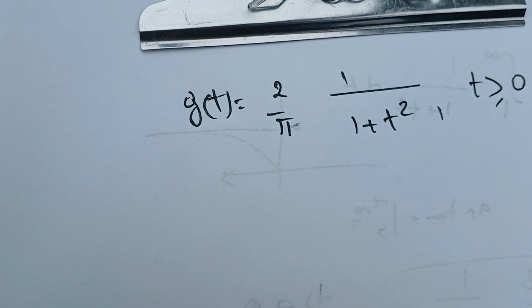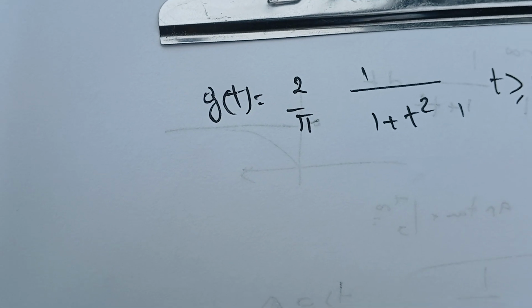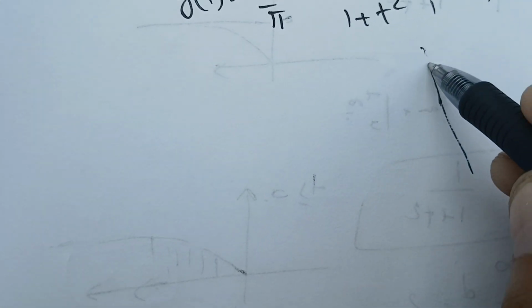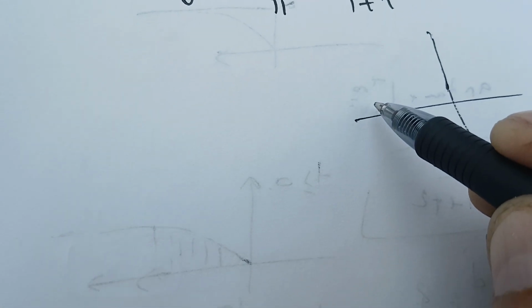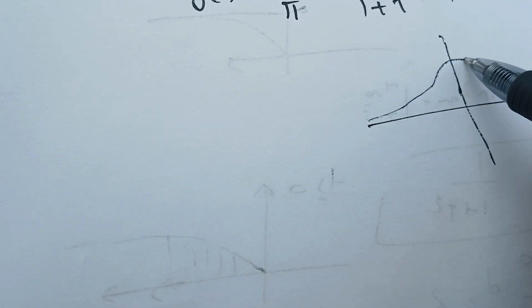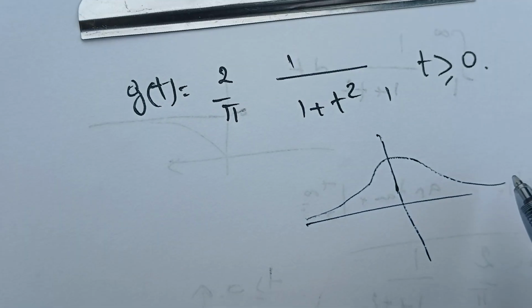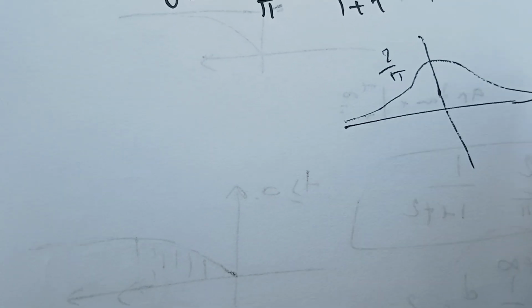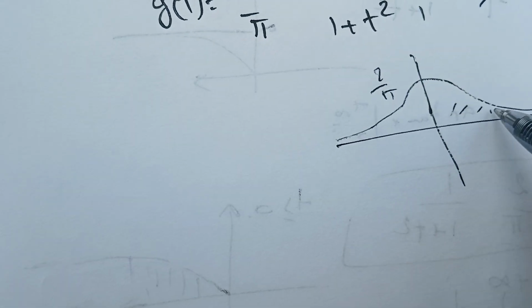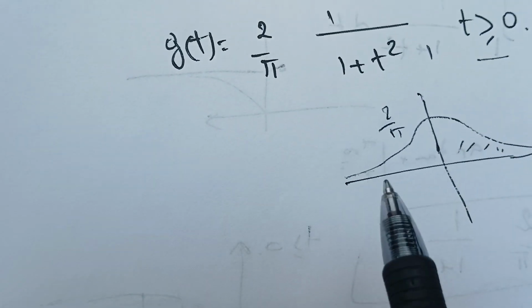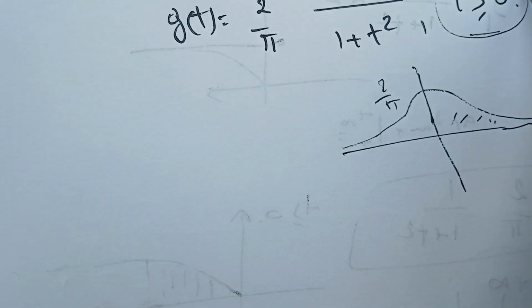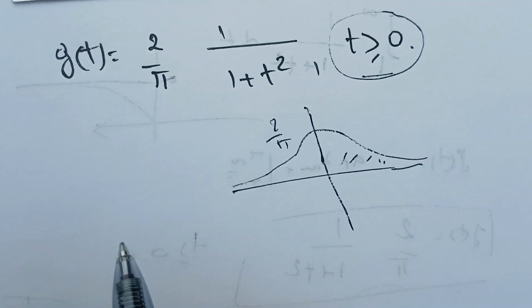So this function can be graphed in the following manner. I'll do it for both the positive and negative values. Okay, when t is 0, we have 2 over pi. I'm only concerned about the positive side here because we are dealing with time. So it's defined for everything, but we are restricting it to just t bigger than 0.